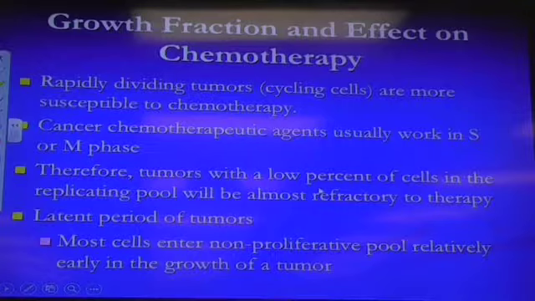So tumors with a low percent of cells in the replicating pool will be almost refractory to therapy. Another reason for the early detection. Yes? So if we debride them, do we have a chance of letting the neoplastic cells get into the blood and going somewhere else? If that's going to happen, that's going to happen anyway.